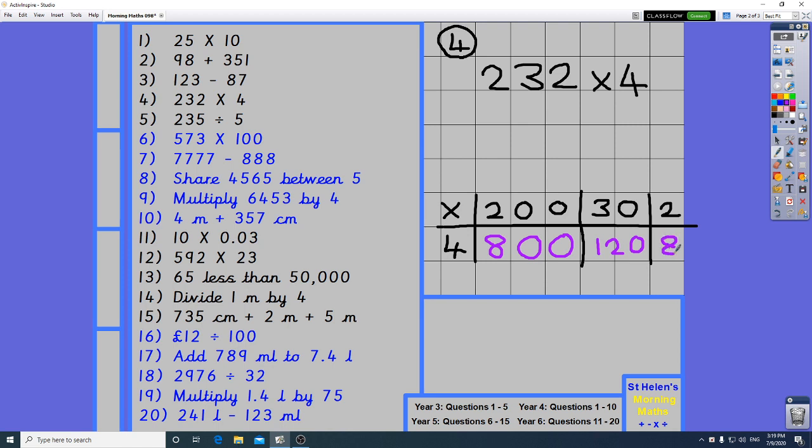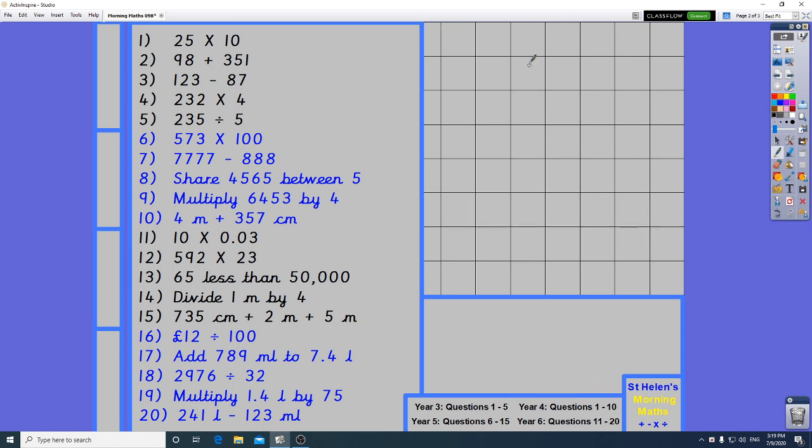I've got 3 answers in purple. I need to add them up to get my final answer. You have to line them up carefully, like we do in column addition. 800, 120, and 8. Normally the addition at the end of the grid method, although there might be 3 numbers, there's not normally much carrying. And in this case, there's no carrying. 928. So our answer to 232 times 4 is 928.